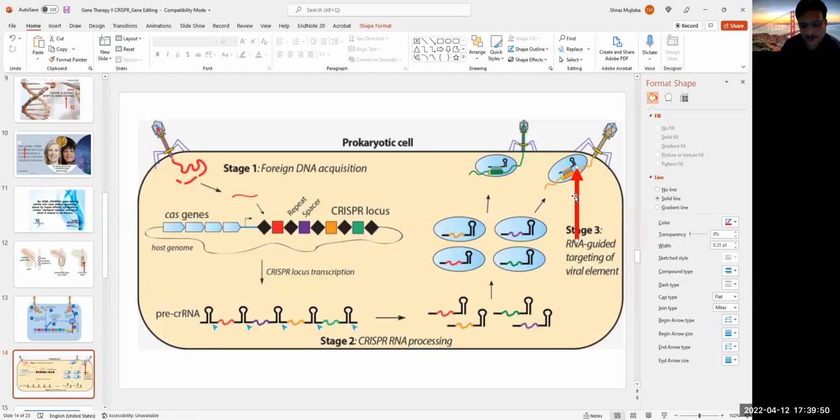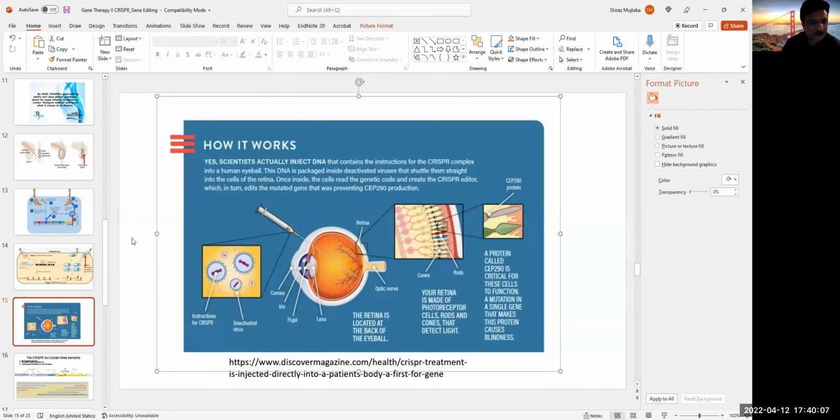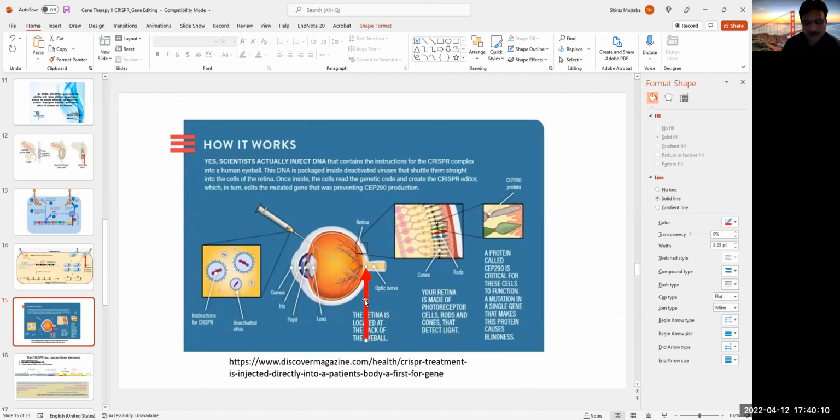But this system has been used by scientists to target Cas9 to a specific gene which has a defect. That's where this technology takes a turn, right? When you watch a movie, every movie has a turn. Here, the turn is that scientists developed it into a therapeutic tool. And here, scientists are treating cells with CRISPR RNA.